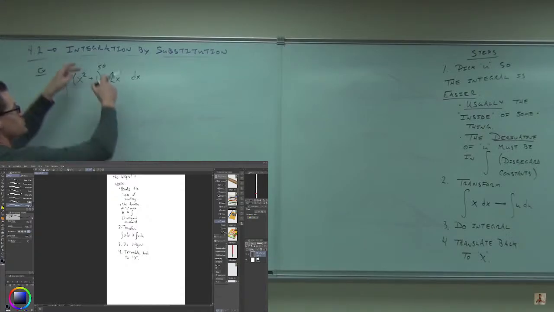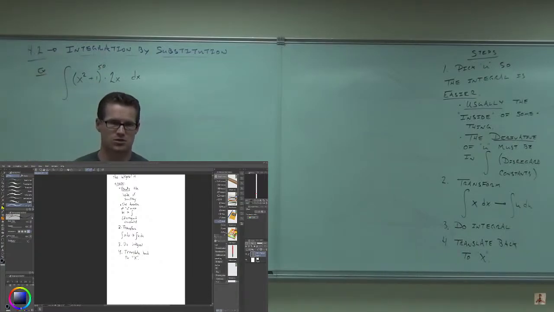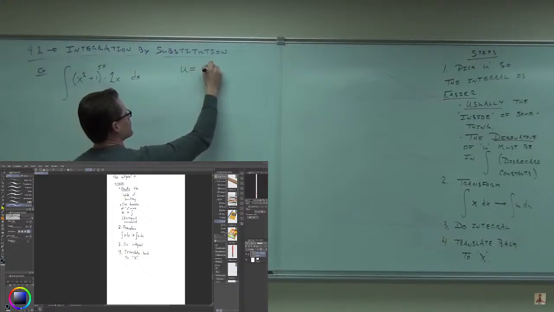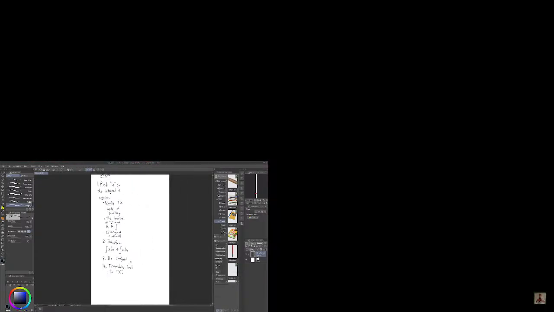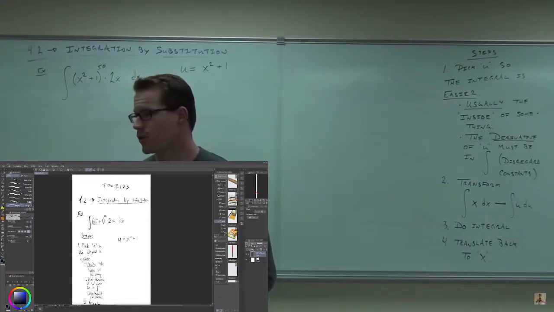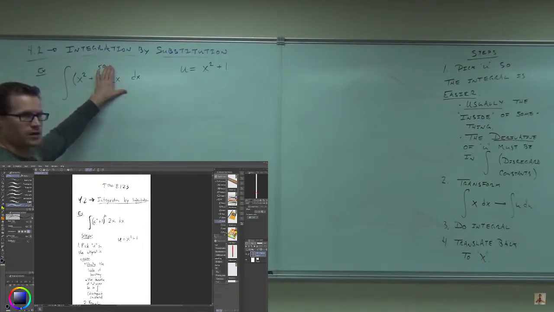Now, if (x squared plus 1) to the 50th was your u, your derivative would be 50 times (x squared plus 1) to the 49th power times 2x. Is that in your integral? No, that would be the wrong way to go. Here's why it has to be in your integral. You're going to see this in about 45 seconds. u equals x squared plus 1. Are you okay with the u? We pick the inside of something, also the derivative has to match up with something in your integral. Not necessarily constants, even if the 2 wasn't there, it would still be okay. The constant doesn't matter that much.